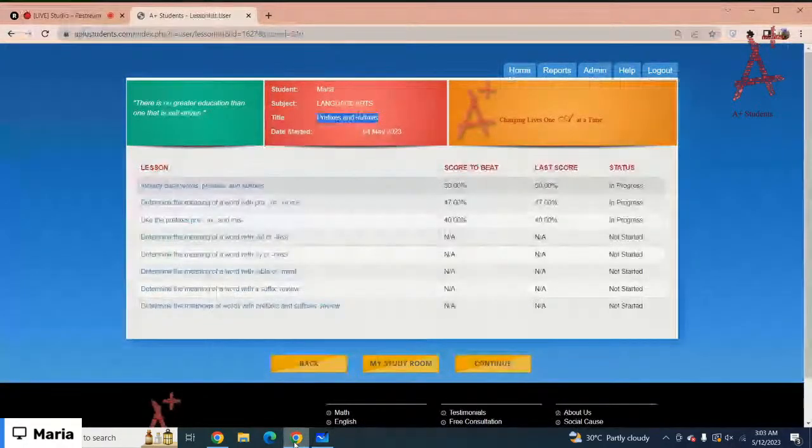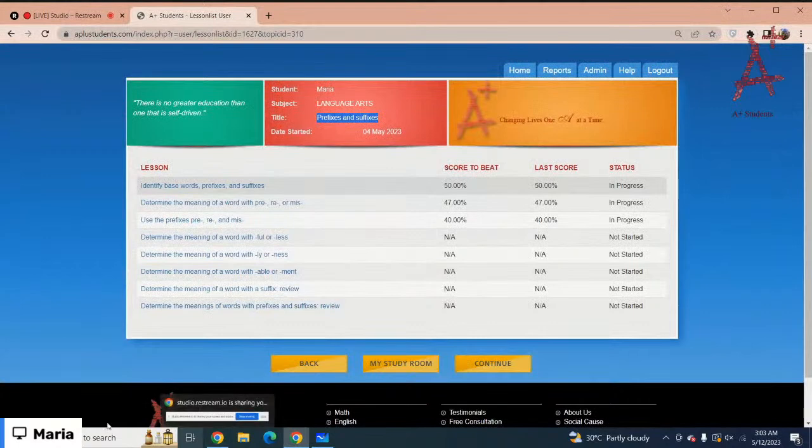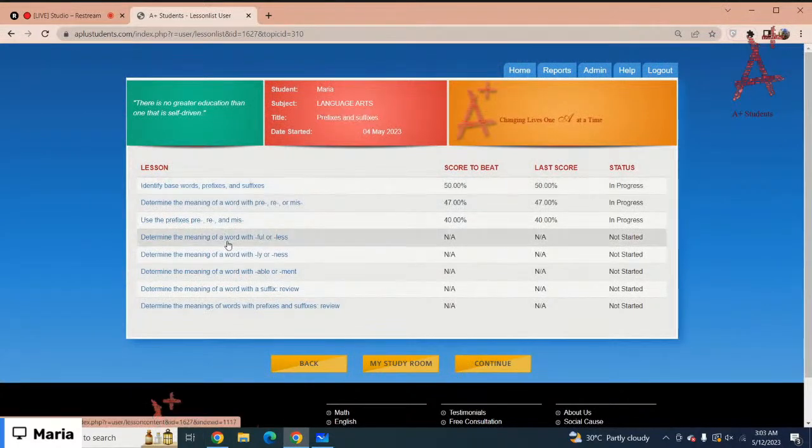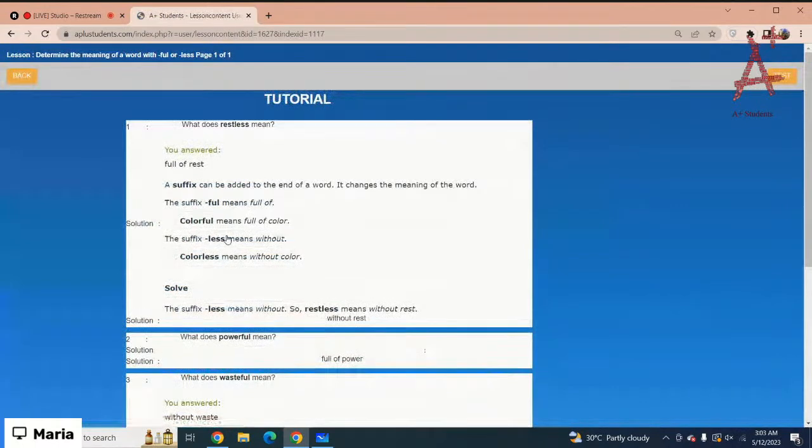Here I am on grade 4 language arts. The chapter we're going to start with is suffixes and prefixes, and the lesson we're going to cover is determining the meaning of a word with full or less. Basically, when we put the suffixes full and less with words, we need to see what the meaning of the suffixes is. A suffix can be added to the end of a word. It changes the meaning of the word.